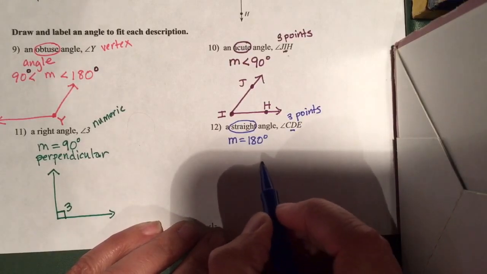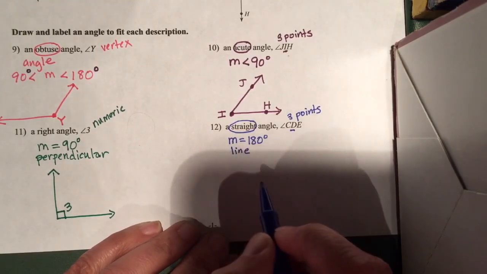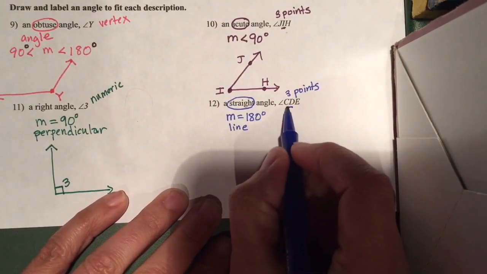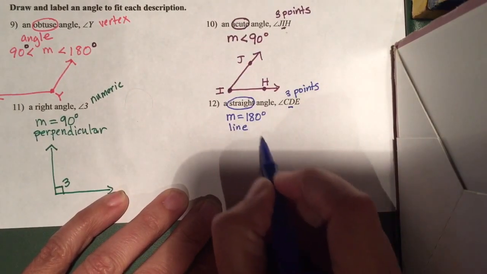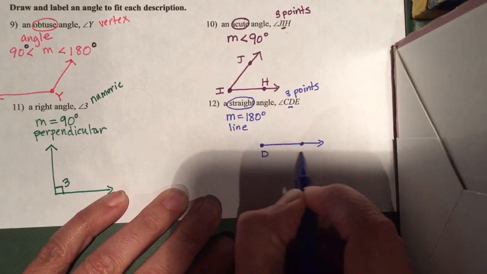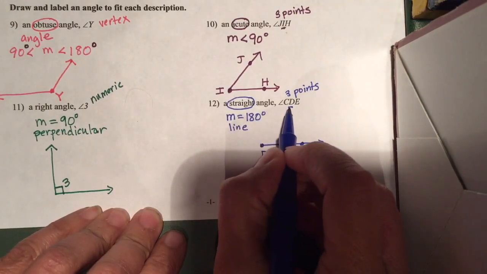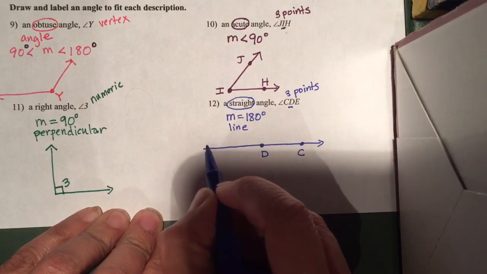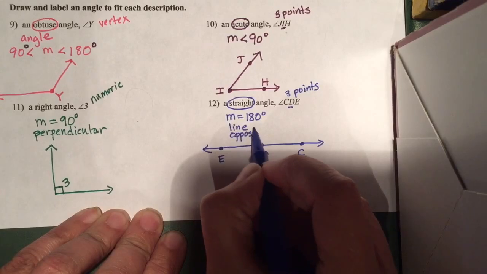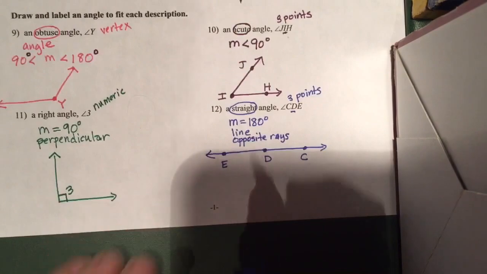D. A straight angle is basically going to look like a line, but I'm going to draw it with the rays so you can see it. The first one would be ray DC, because we talked about the sides. So DC is one side of this straight angle. And because it's a straight angle, DE is going to go this way. And this is also opposite rays. So that's what a straight angle looks like.